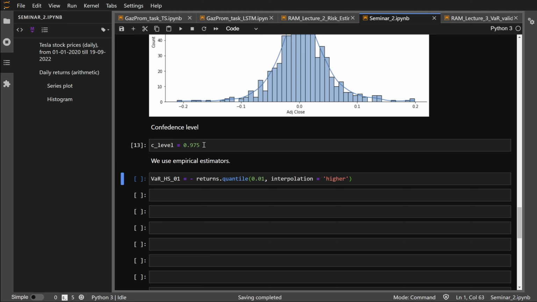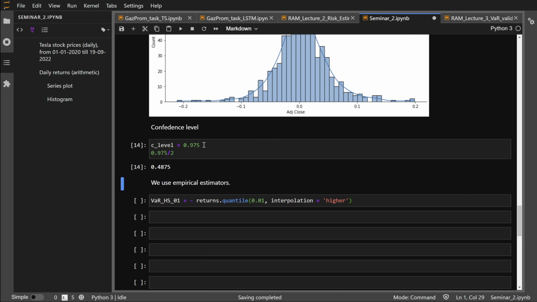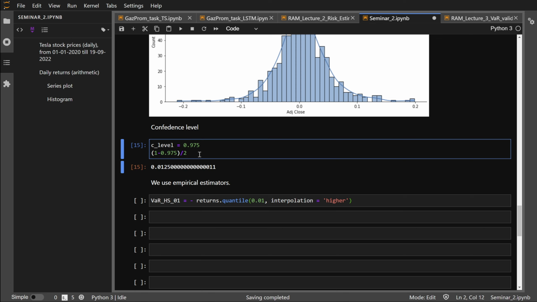So if you work on a left tail, you're going to put there something like 2.5%, right? But when you work on a right tail, how much should you put into the formula, taking into account that the quantile is defined by the probability mass lying on the left from the quantile? Okay? Great.